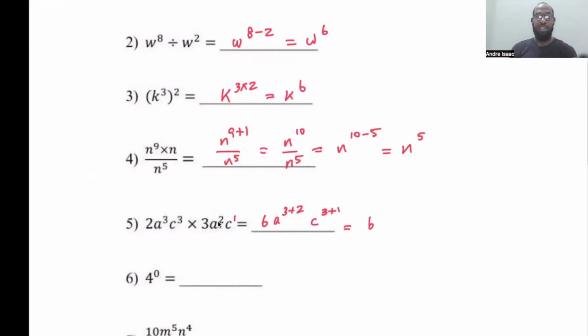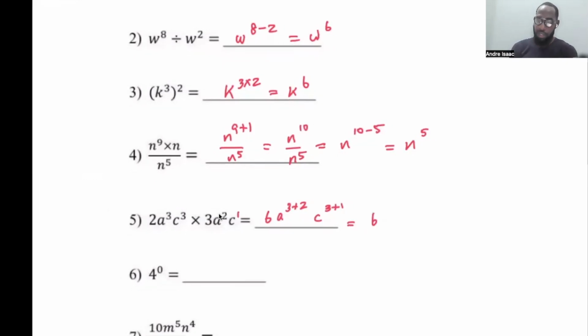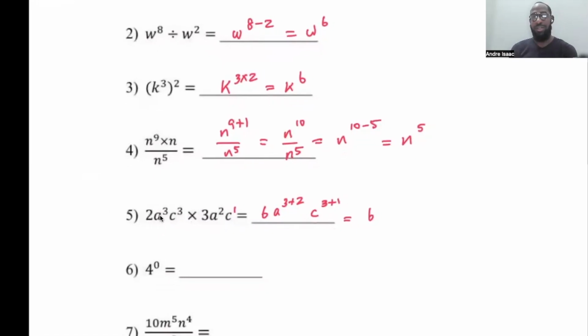C cubed times C squared, 3 plus 2 is C to the power 5. A cubed times A squared is A to the power 3 plus 2, which is A to the power 5. And this is C cubed times C to the power 1, which is C to the power 4.